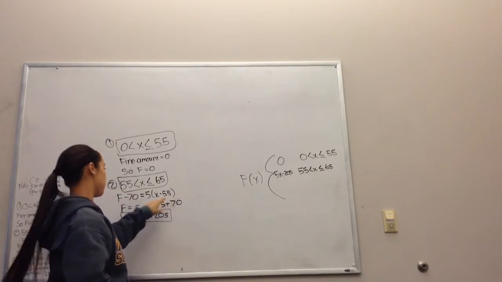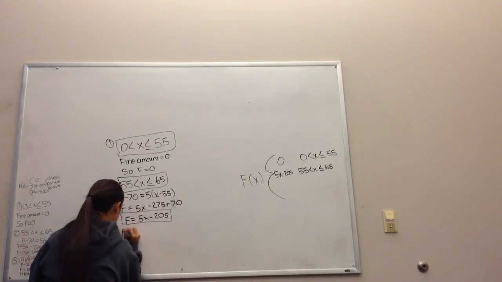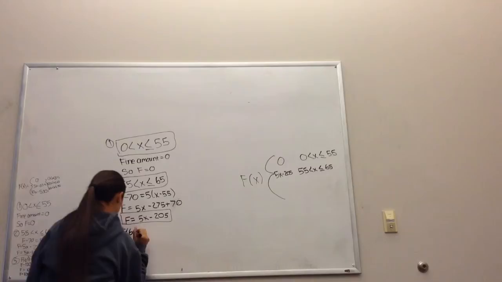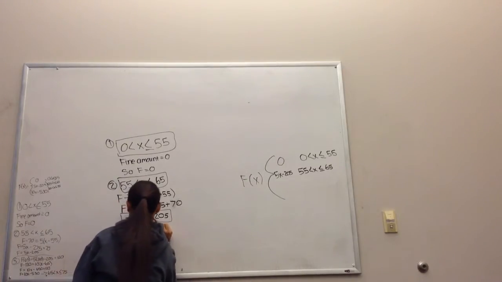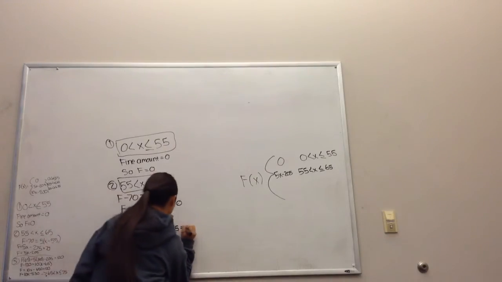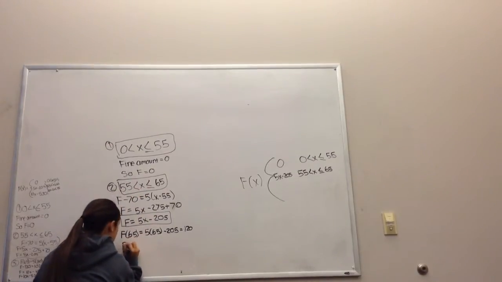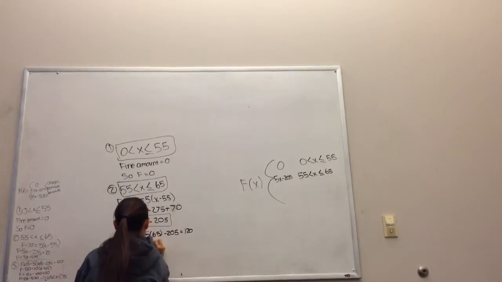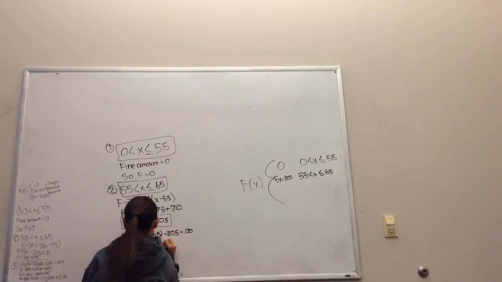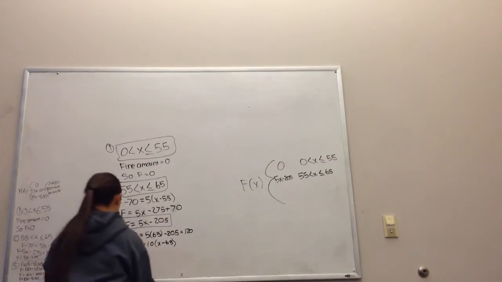The next 10 miles per hour up is 65, so we're going to plug in 65. So it's going to be F of 65 equals 5(65) minus 205, which is going to equal 120. So F minus 120 equals 10(x minus 65). So we're going to solve this out and solve for x.